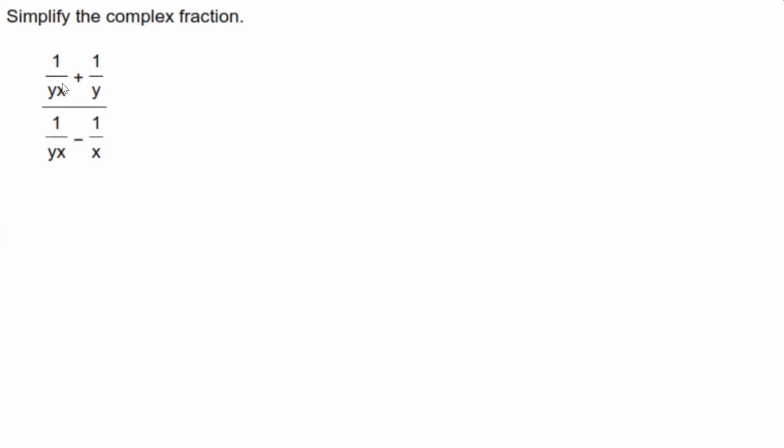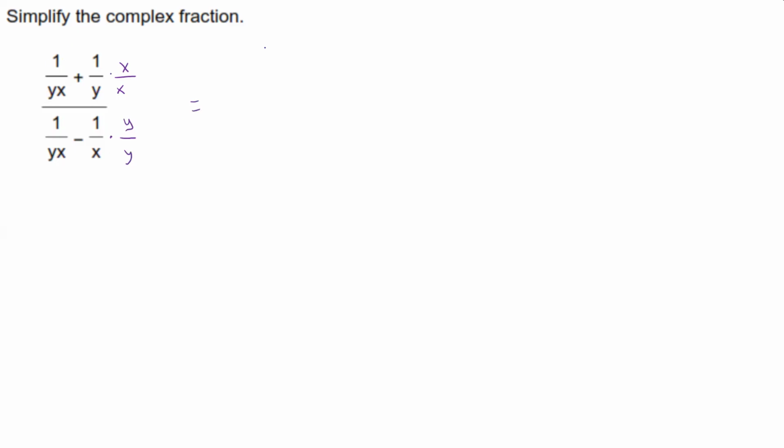All right, so here we're supposed to simplify again. Our common denominator in the numerator part is going to be basically, I have a yx and a y. So if we multiply this by x over x, we'll have a yx. Now, same thing here. Here we have a yx and an x. So if we multiply this one by y over y, we should get to our same common denominator.